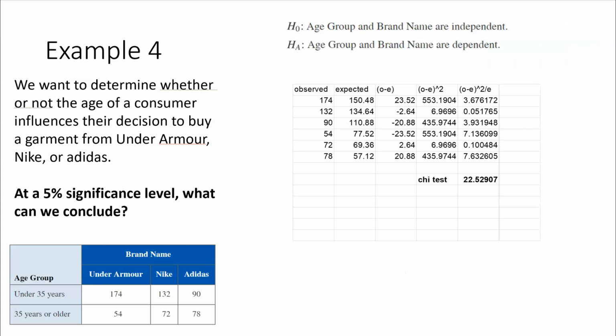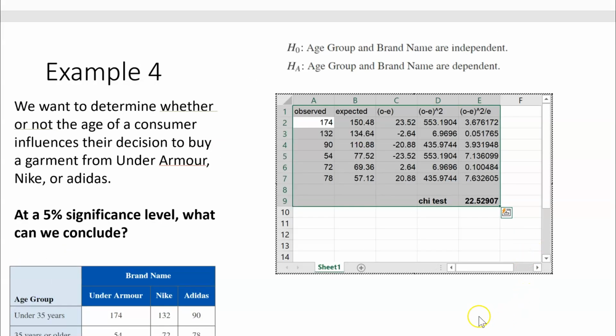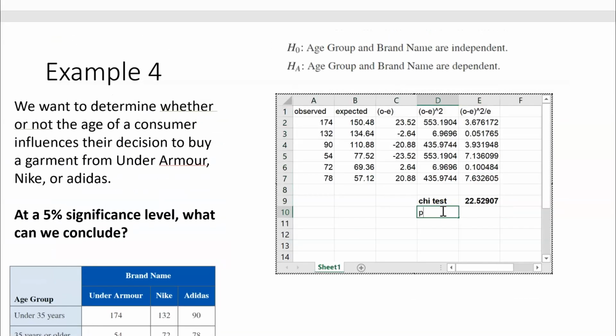Let's continue on and actually make a conclusion. At a 5% significance level, what can we conclude? So we need to grab our p-value. It's the same formula for our p-value, but our degrees of freedom has changed. Our degrees of freedom, remember, is rows minus 1 times columns minus 1. How many rows do we have here? We have 2 rows, so 2 minus 1 is 1, times we have 3 columns, so 3 minus 1 is 2. So our degrees of freedom is 2.